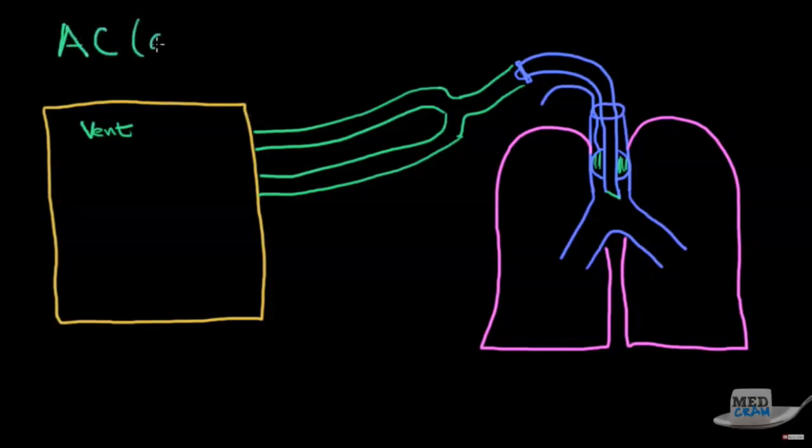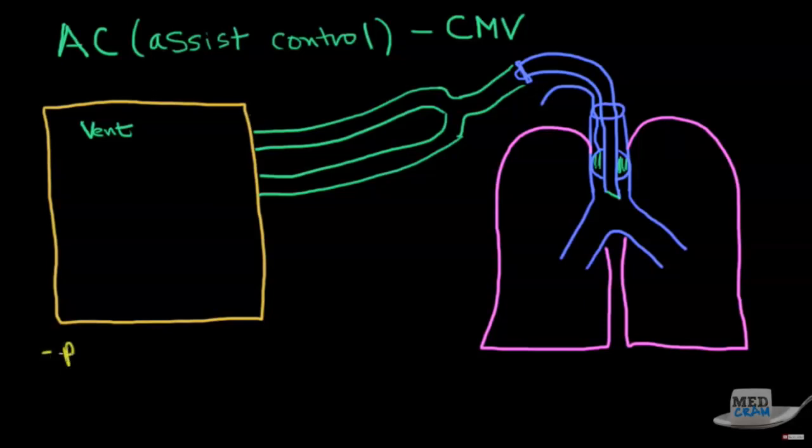Okay, the other way we call it is assist control. The other name for it also is continuous mandatory ventilation, or CMV. Now, this is the most common mode of ventilation that you'll see, especially on a medicine floor or medicine unit. The key here is that the patient triggers the vent. How does that happen?